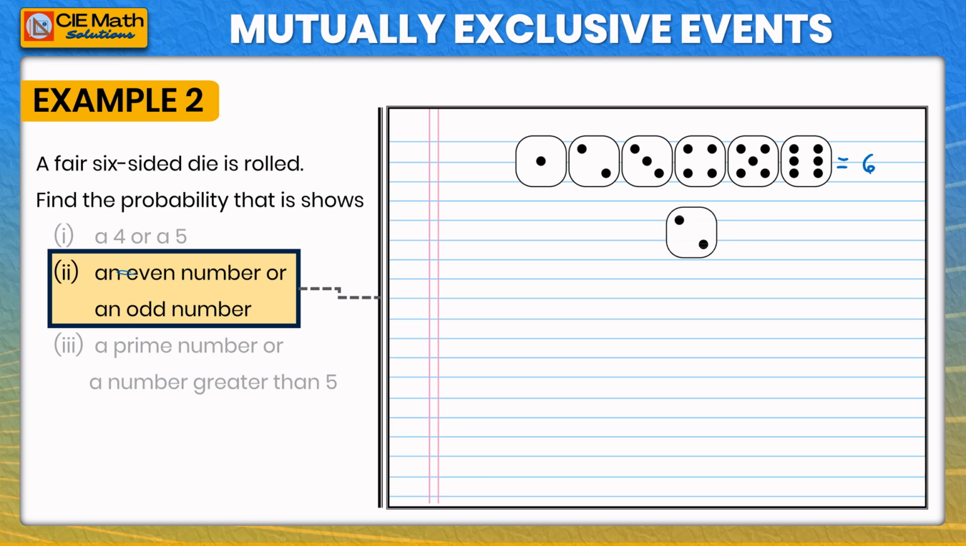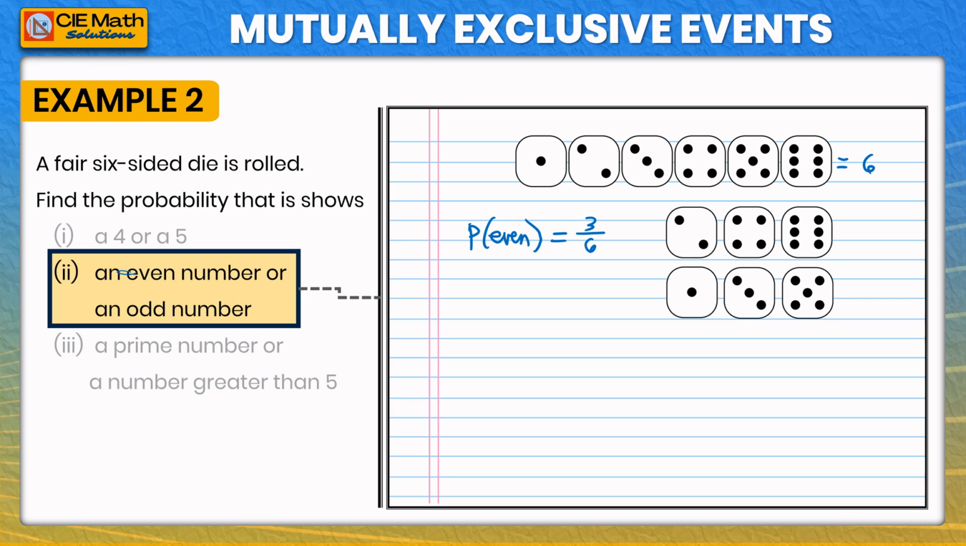Even numbers on the die will be 2, 4, and 6. So the probability then of getting an even number is equal to 3 out of 6. The second part will be an odd number. So we have 1, 3, and 5. So the probability of getting an odd number in a single roll of a die is also 3 over 6.